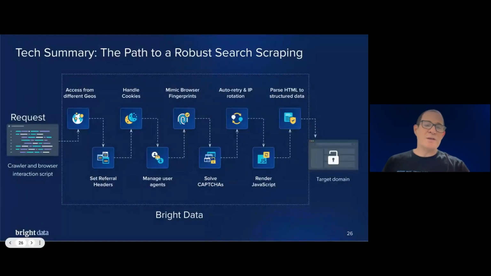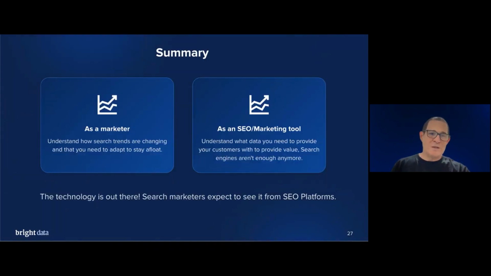Okay, so summarizing, from a technical perspective, we do all the heavy lifting here. You need to send us a request, and then we're going to route it from different geographies and set different headers and cookies and user agents and do all sorts of things to avoid captchas. And if we have captchas, we're going to address the captchas and auto retry and do whatever we need and mimic a user to give you the information that you need in HTML or JSON or Markdown or CSV, whatever format you need from that target domain. That's what we do in Bright Data.